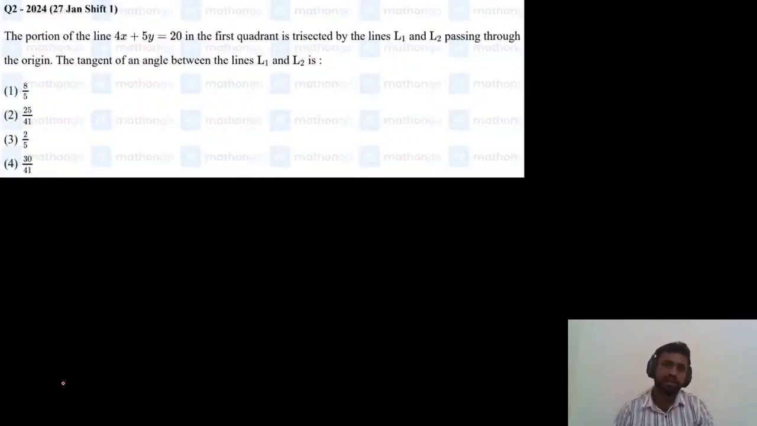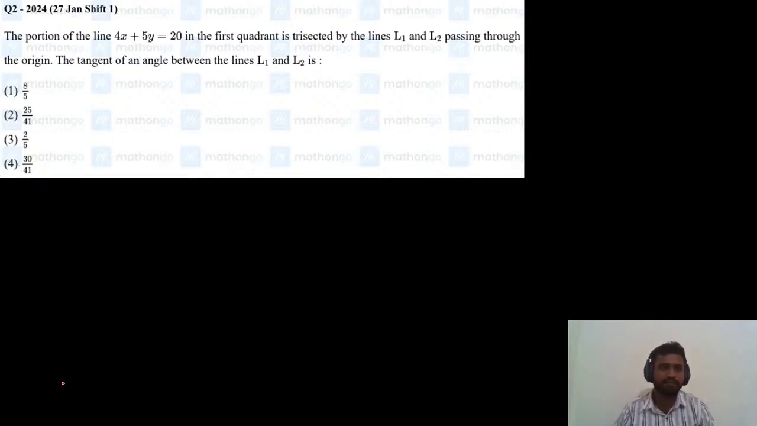Okay, so lines L1 and L2 both pass through the origin, and the given line is trisected in the first quadrant. What is meant by trisection here? Trisection means the line is divided into three equal parts by L1 and L2, which are passing through the origin.